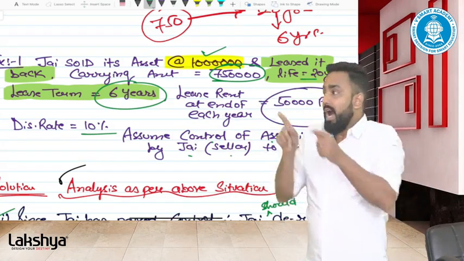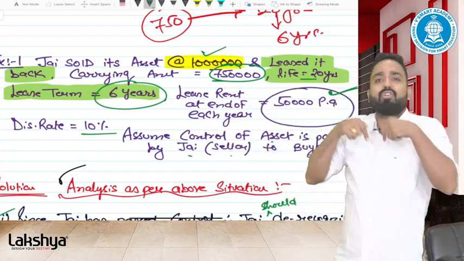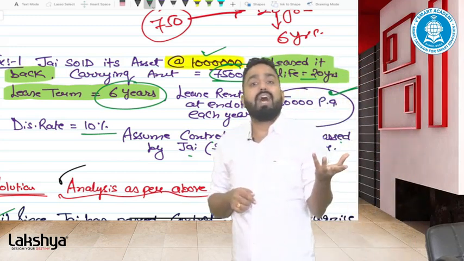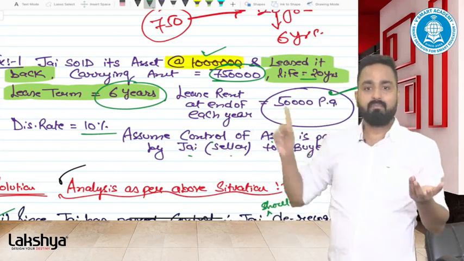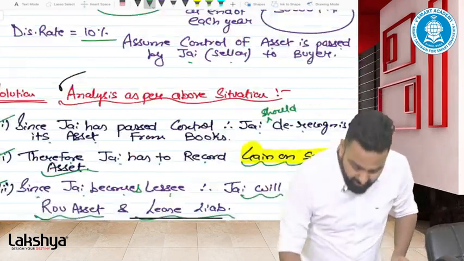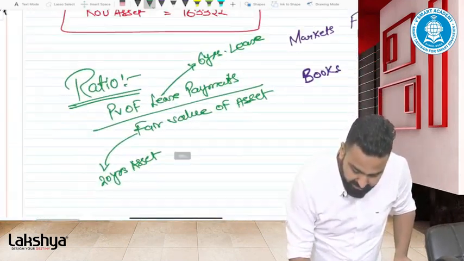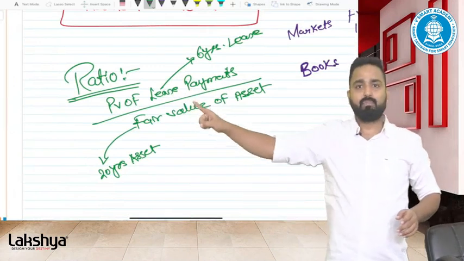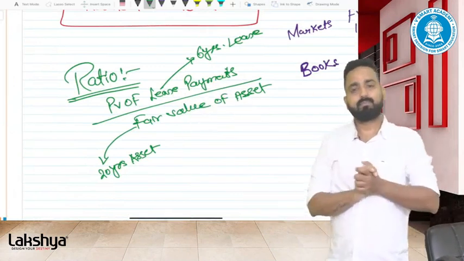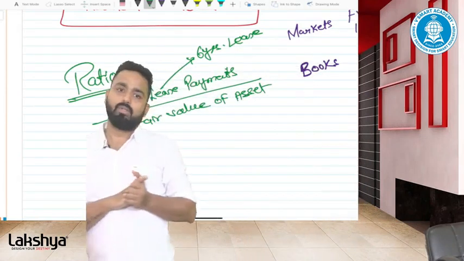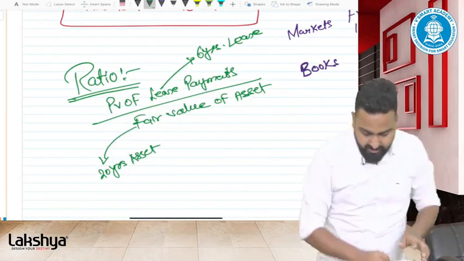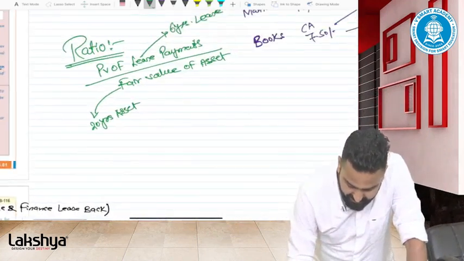So what will you do? Out of this 750, how much should I recognize again in the form of ROU? I will recognize the ROU from 750 only, in the proportion of this ratio.